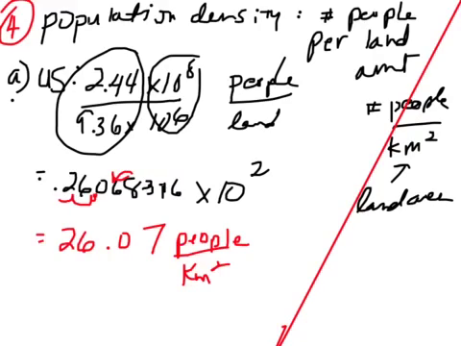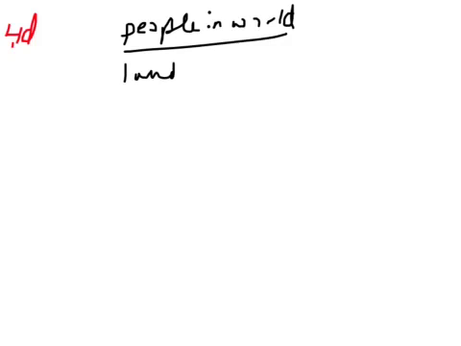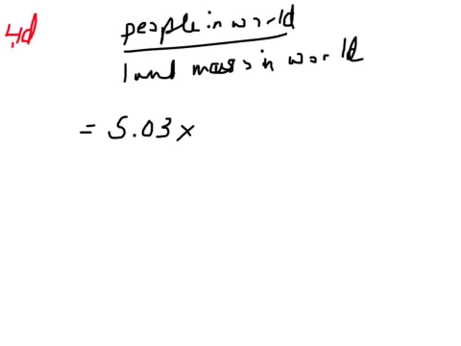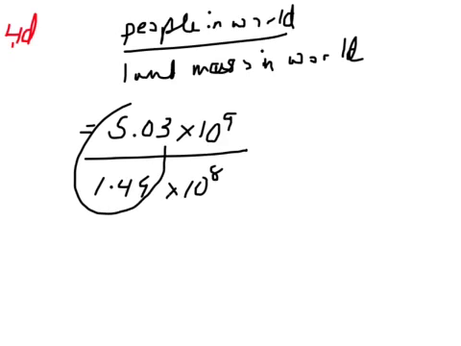So 4D wants to know for the world, okay? So how many people are in the world over the land mass in the world is the fraction we're going to make. Land mass in world. So how many people are in the whole world? When they added it all up, they had at the bottom of the chart 5.03 times 10 to the 9th. And we're going to divide it out by 1.49 times 10 to the 8th. Remember we divide this part out, and then we'll subtract the exponents on that second part.